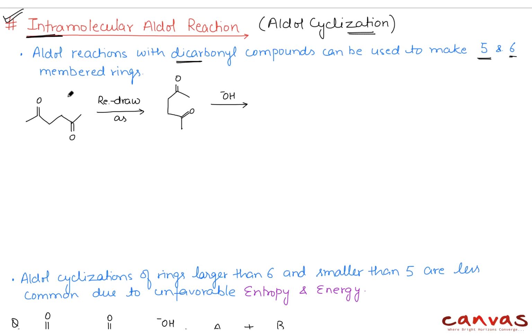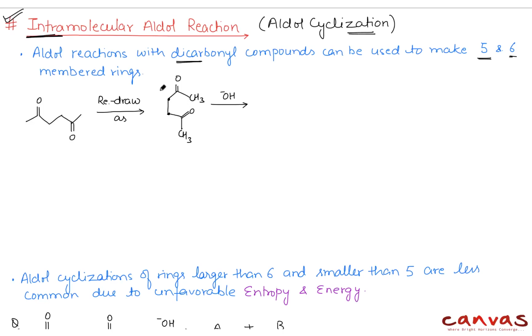Now this particular dicarbonyl can be redrawn like this. Okay, now this makes it easier to understand the mechanism. Now this OH negative, how many alpha positions do we have? We have one CH3 here, we have one CH3 here. Now this position is alpha, this position is also alpha, this position is alpha, and this position is also alpha. So we have 4 alpha positions.